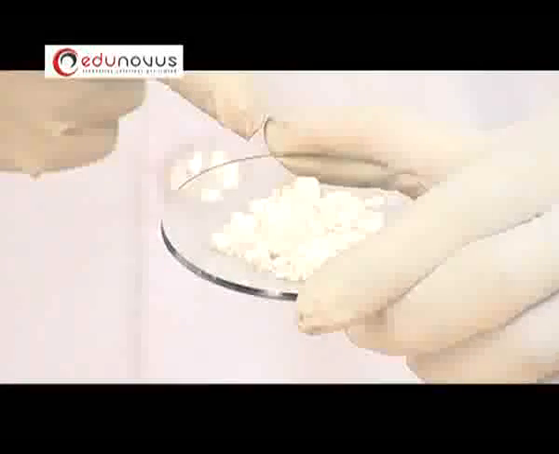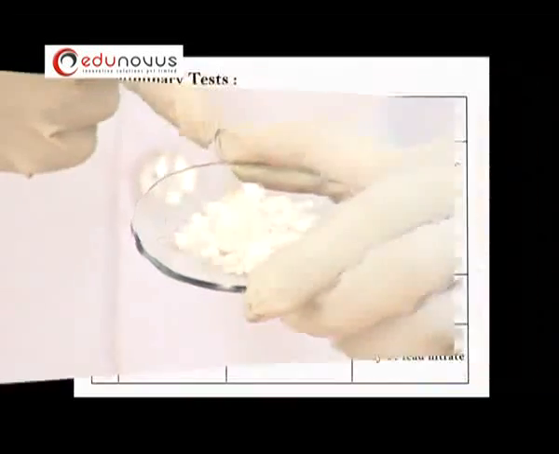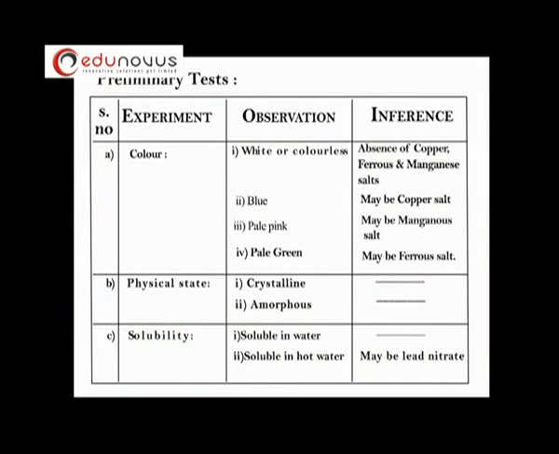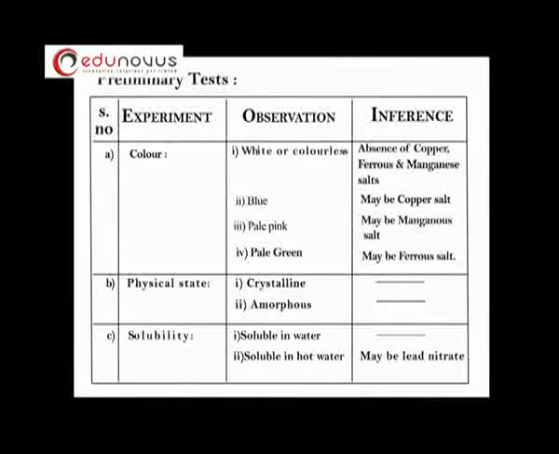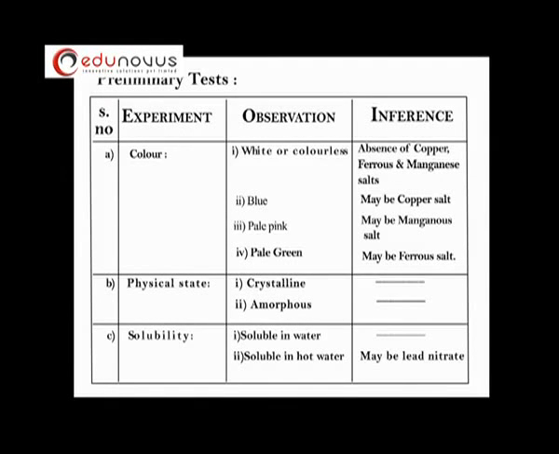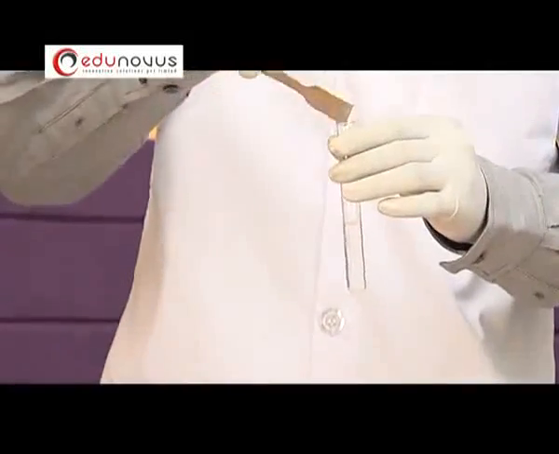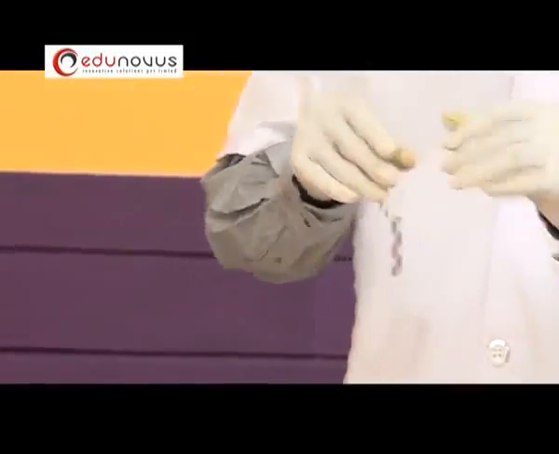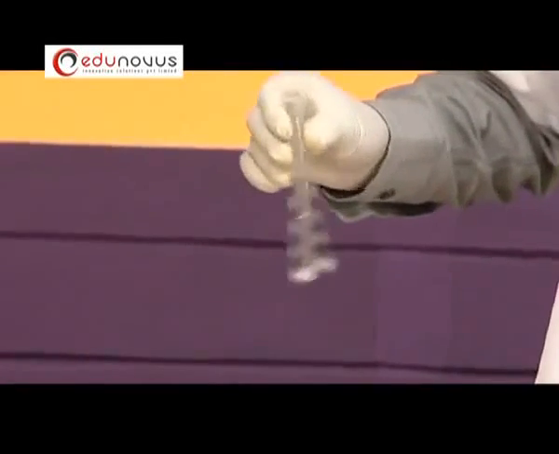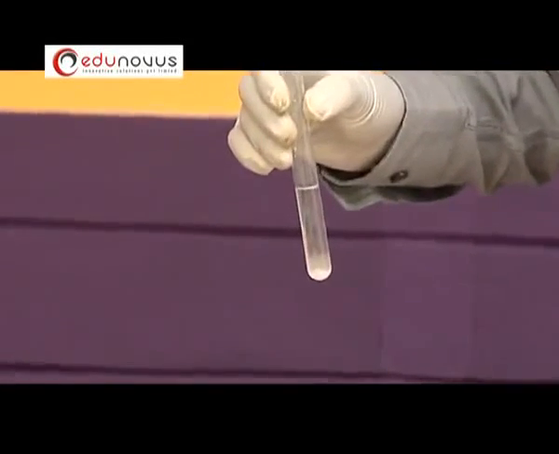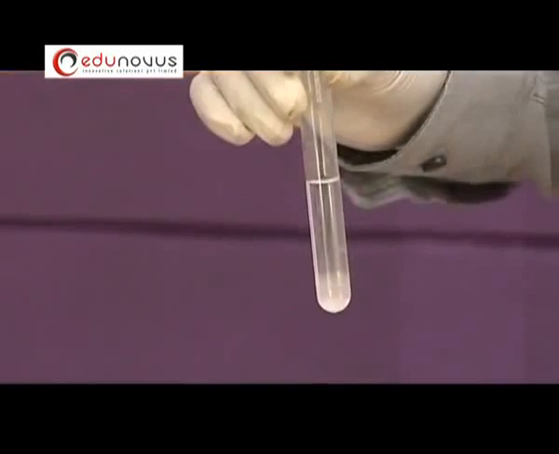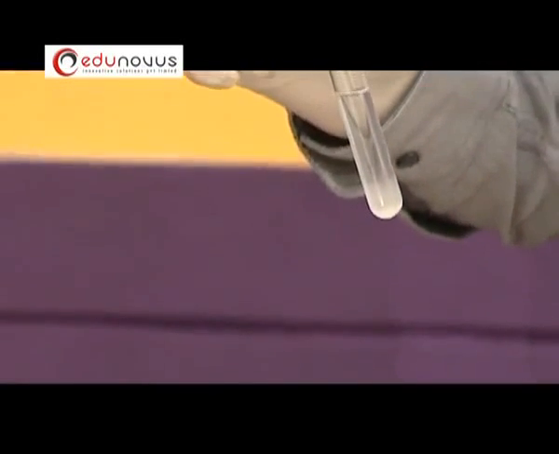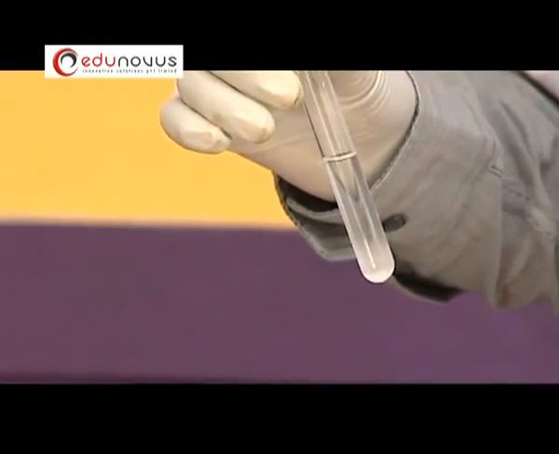The physical state of the given sample is crystalline. Now, the next test in the preliminary examination is solubility. We add a small amount of the given salt to the test tube containing water. We observe that the given salt is soluble in cold water.